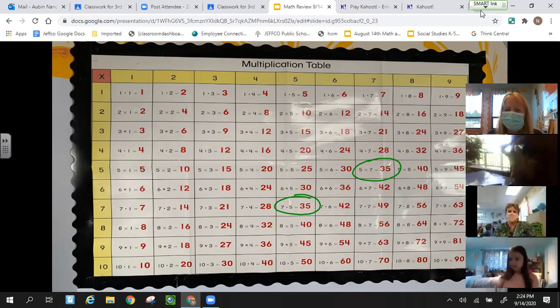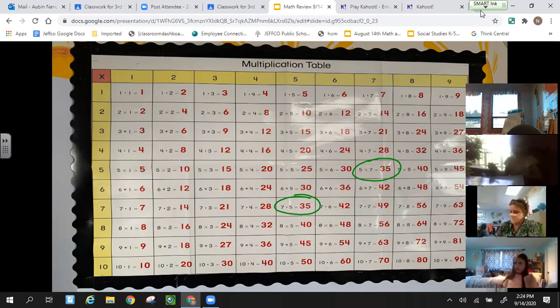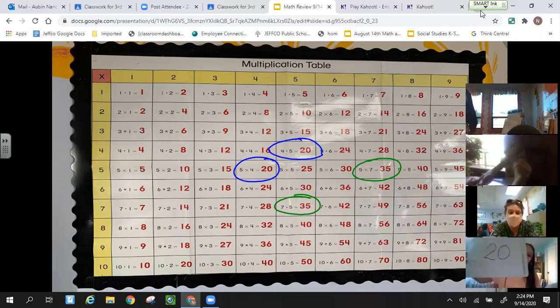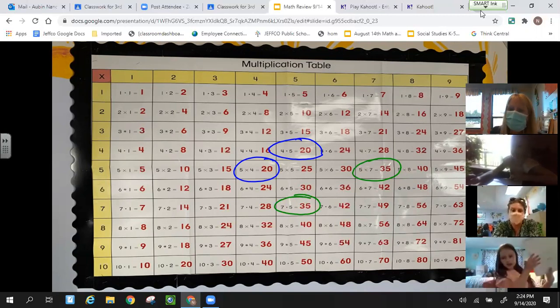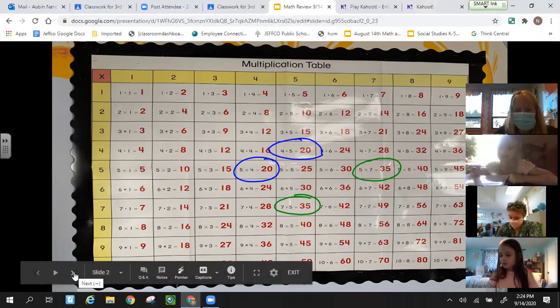The next one I want you to do is 4 times 5. What is 4 times 5? Write it on your board, hold it up, or write it in the chat. Write the whole equation. 4 times 5. I can go either way on my multiplication chart. I can go vertically or horizontally. Microphone answer, what is it? 20. You should have gotten 4 times 5 is 20. Yes, nicely done. We will be practicing those 5s for a while, but we should be getting them.